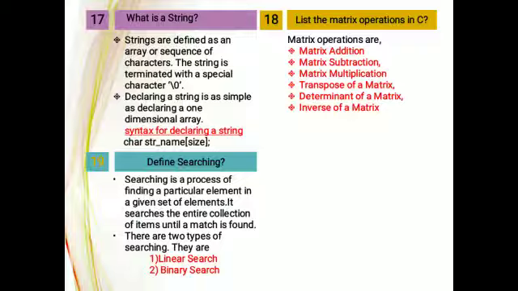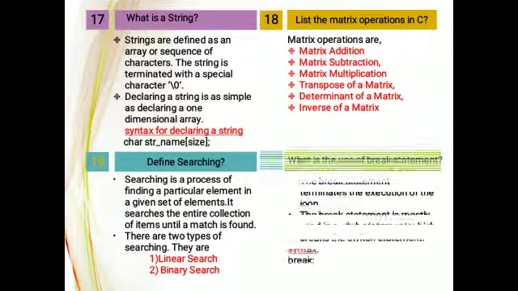Linear search is otherwise referred to as sequential search. Linear search performs searching either in a sorted list or an unsorted list. Binary search performs searching only in a sorted list.